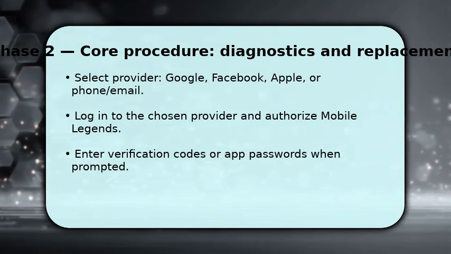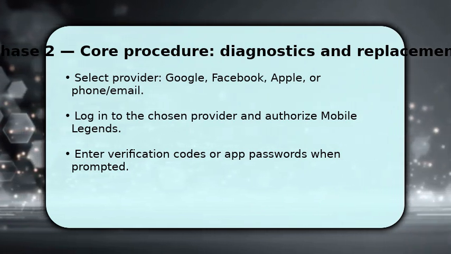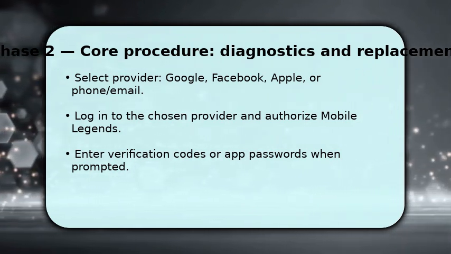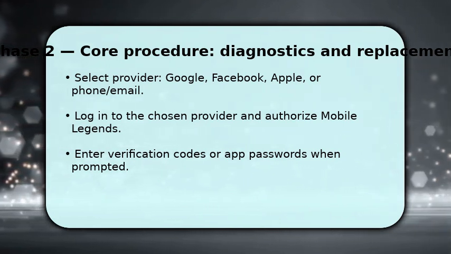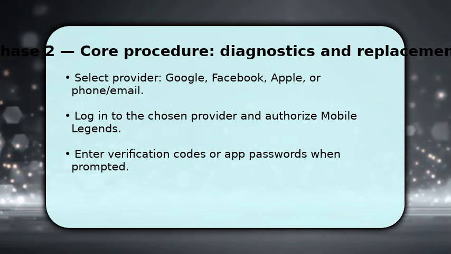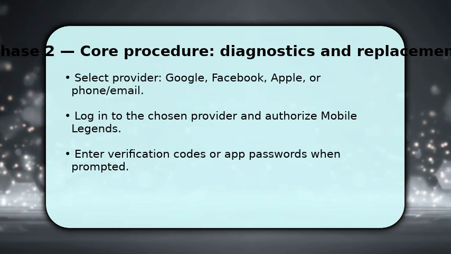This links the accounts. When prompted, enter the verification code sent to your phone or email, or input your provider password. This step proves ownership. Take your time here because failed verification breaks the chain. Once the app confirms authorization, you're nearly finished, and your progress is associated with the new credential.